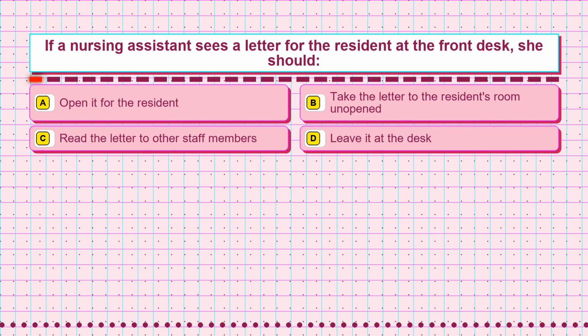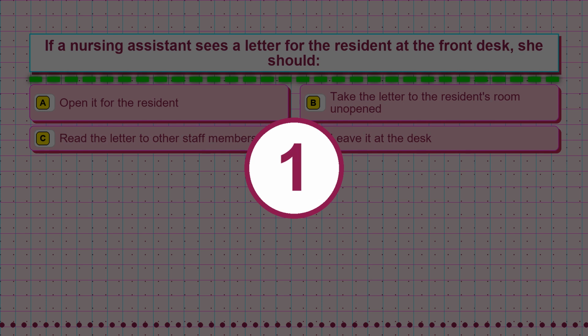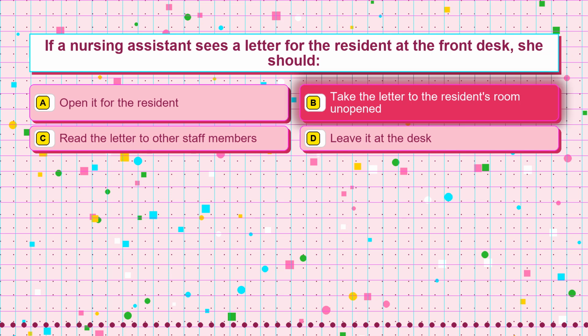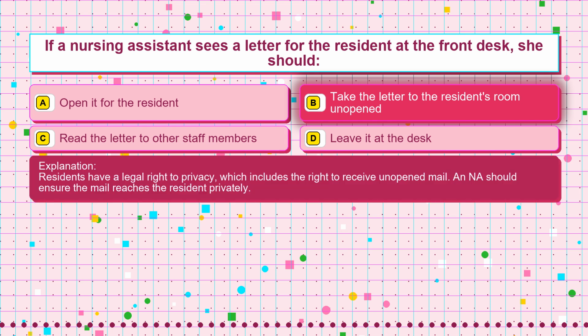Question 19. If a nursing assistant sees a letter for the resident at the front desk, she should: Option A, open it for the resident. Option B, take the letter to the resident's room unopened. Option C, read the letter to other staff members. Option D, leave it at the desk. The correct answer is option B. Take the letter to the resident's room unopened. Residents have a legal right to privacy, which includes the right to receive unopened mail, and NAs should ensure the mail reaches the resident privately.